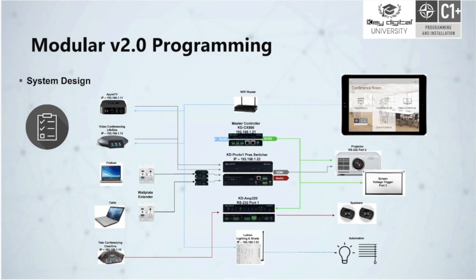Apple TV will be input 1 of our presentation switcher and controlled over IP. The video conferencing system comes from Lifesize, and that'll be input number 2 to our presentation switcher and controlled over IP. The podium and table laptops will be inputs 3 and 4 respectively. There is no control for those laptops. However, we do need to add their modules in. We'll spend a special moment on that in the Navigator software.